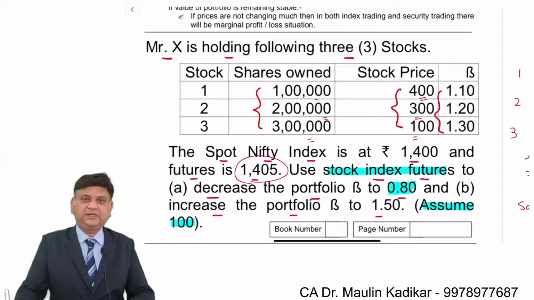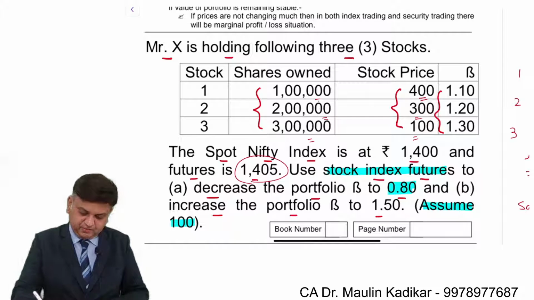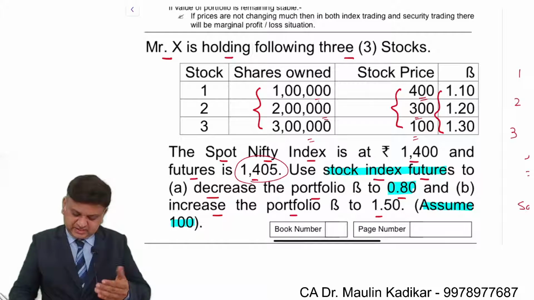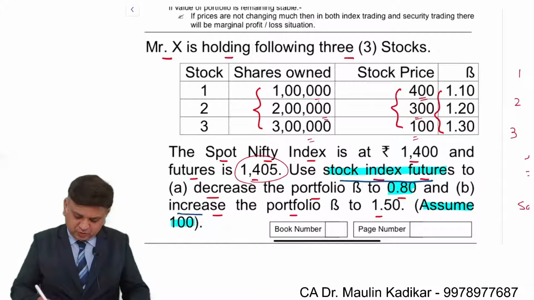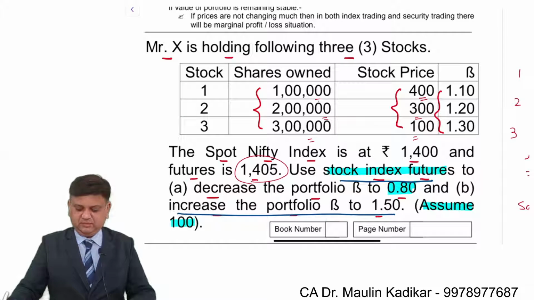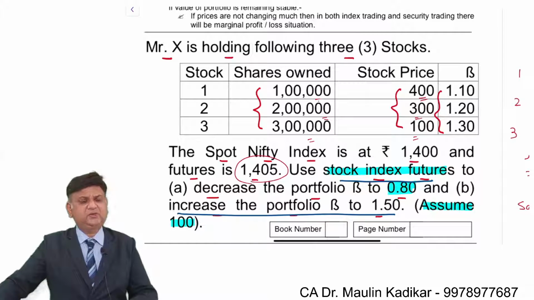Again, I want B part of the question answer to be given by you. Question में ऐसा दे रखा है that use stock index futures to increase the beta to 1.5. तो यहाँ पे क्या किया जाएगा to increase the beta? Please write answer in the chat box.